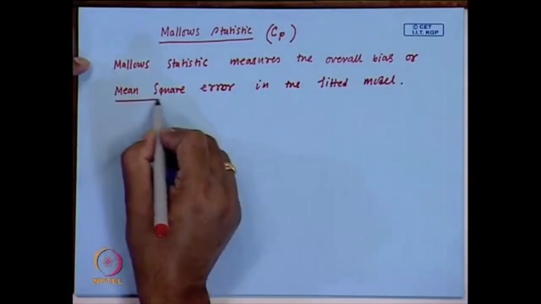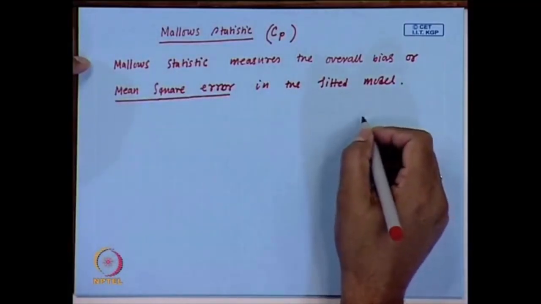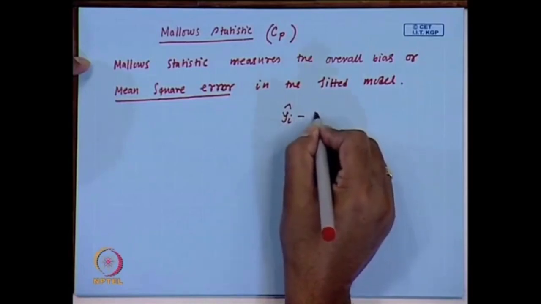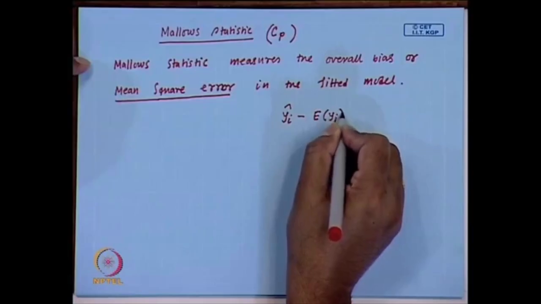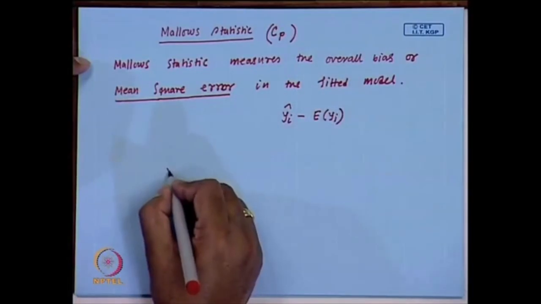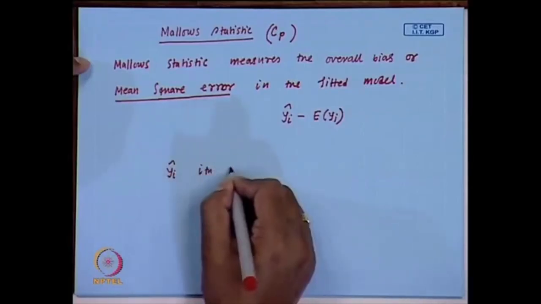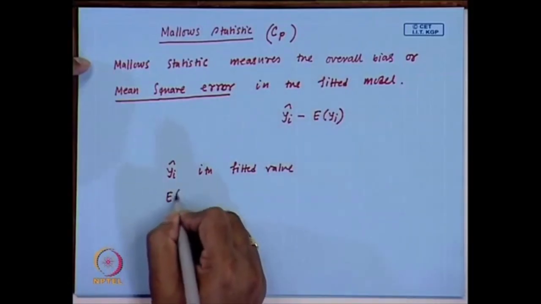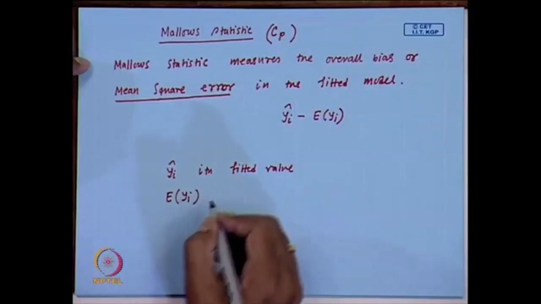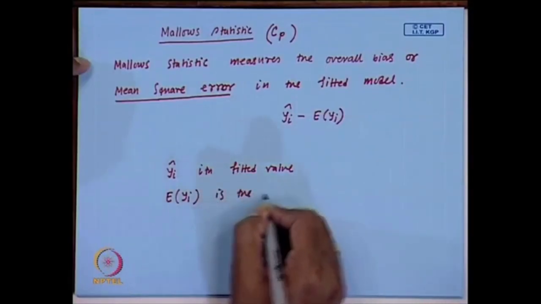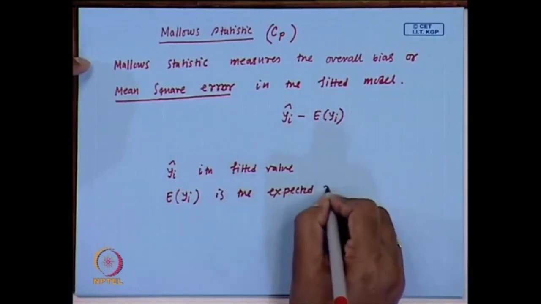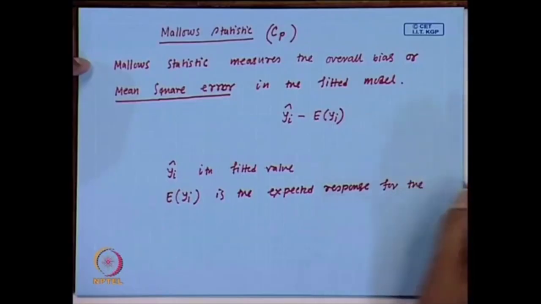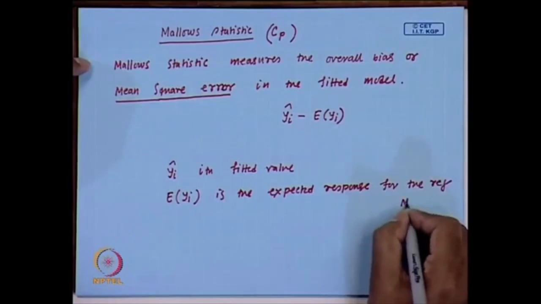So, the mean square error is measured by this one. This is ŷi minus E(y). Here ŷi is the ith fitted value, right? And what is E(y)? This is the expected response for the regression model, I mean the full model.